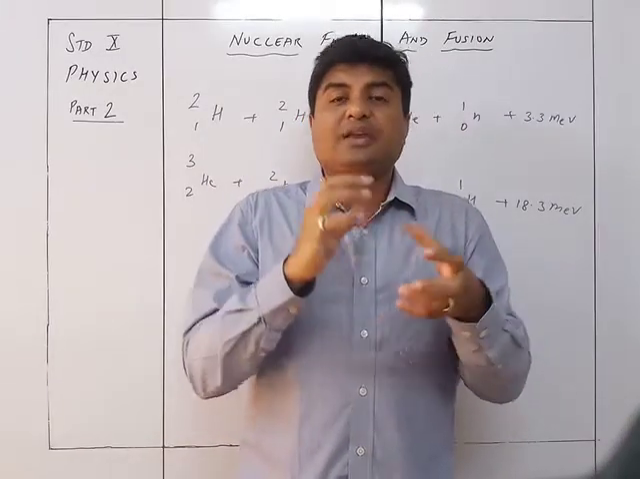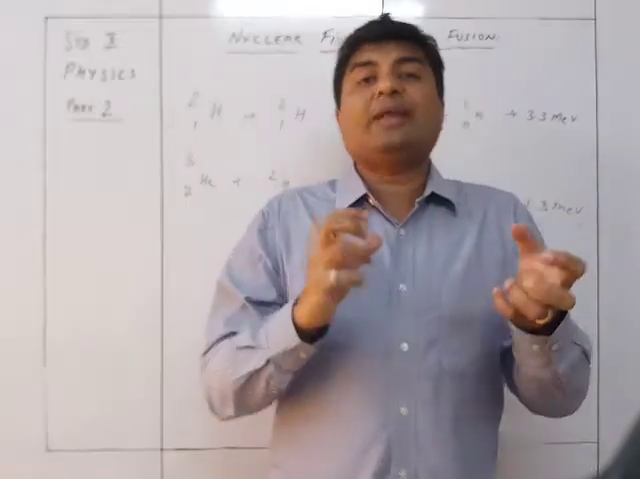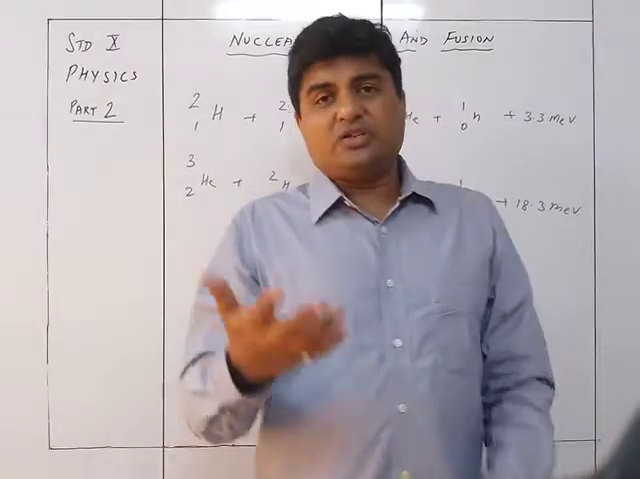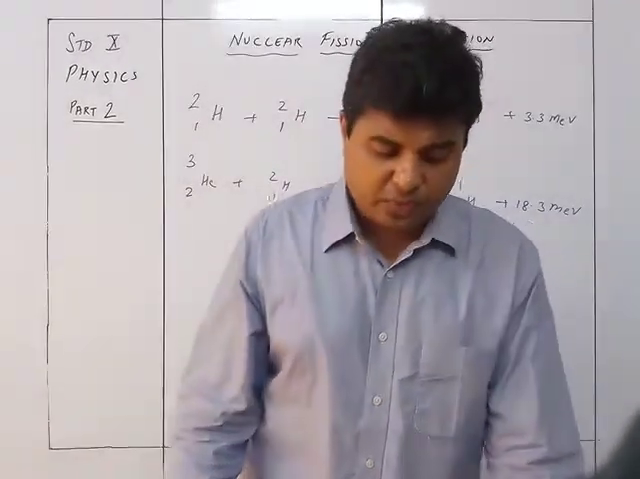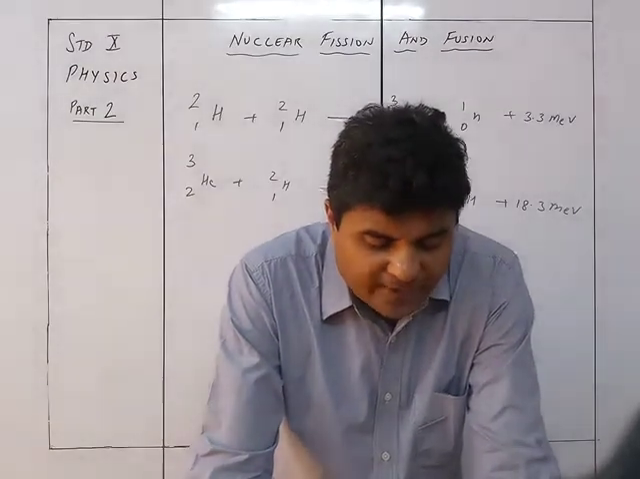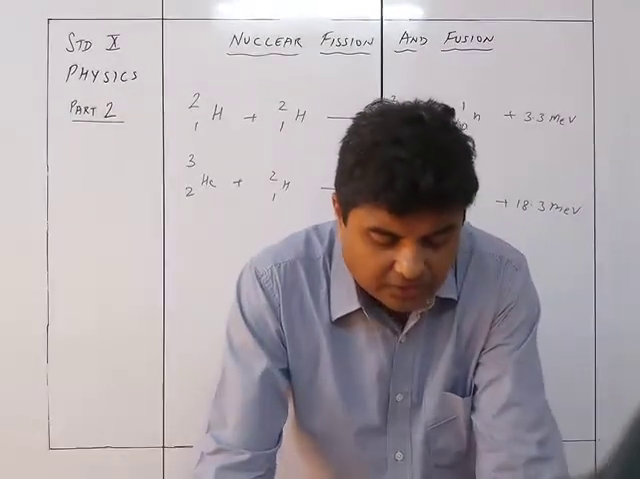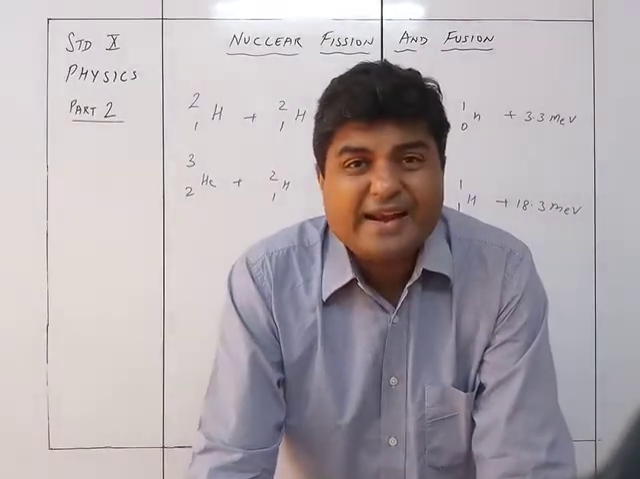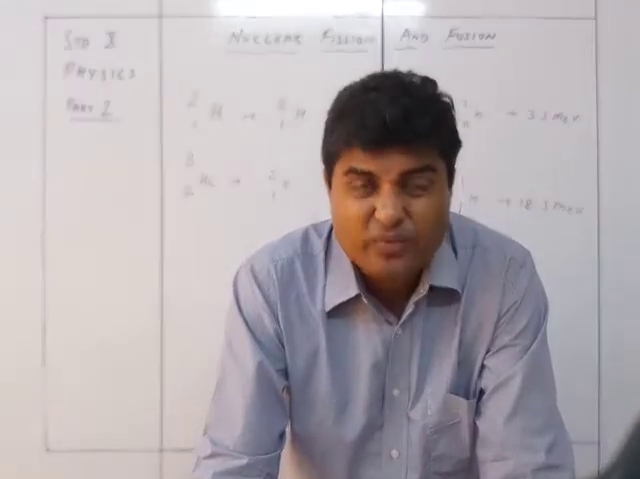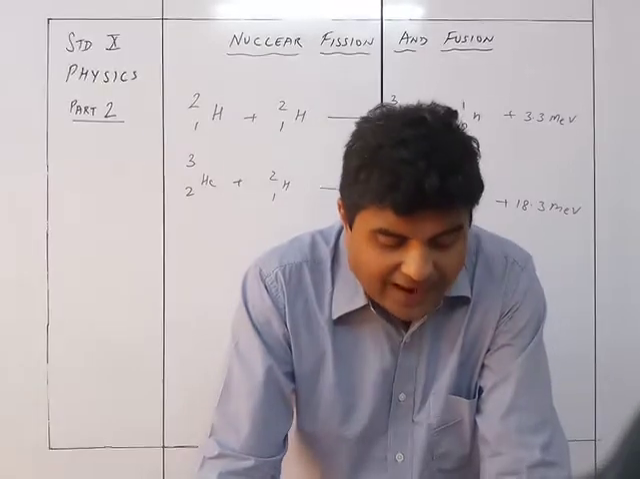The repulsive force between them has to be overcome, only then can they be fused together. So that is the main difficulty in nuclear fusion. Hence, to make fusion possible, a temperature of 10 raised to 7 Kelvin, huge, and high pressure is required.